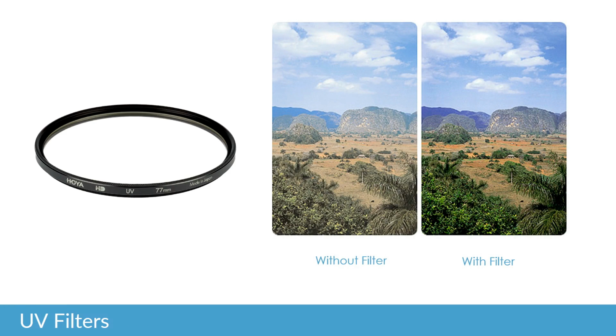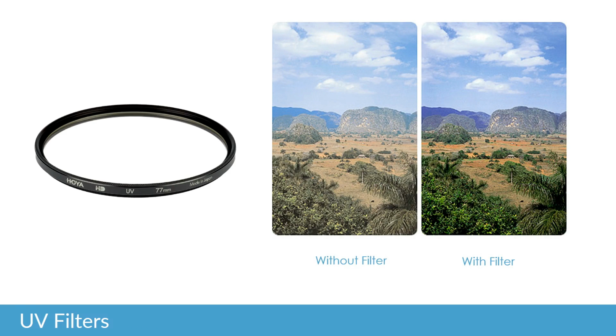So the first one I recommend that you have a look at are UV filters. More than likely, if you bought your camera in a camera shop, the sales people have recommended that you get a UV filter with your camera. And a UV filter basically filters out ultraviolet light. As you can see here, they can remove a little bit of haze on your photographs.